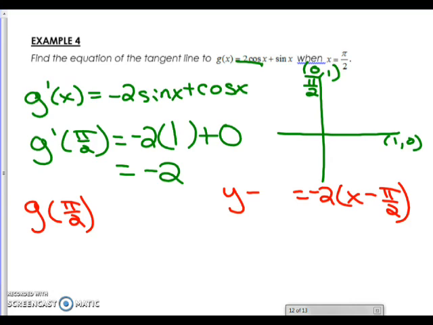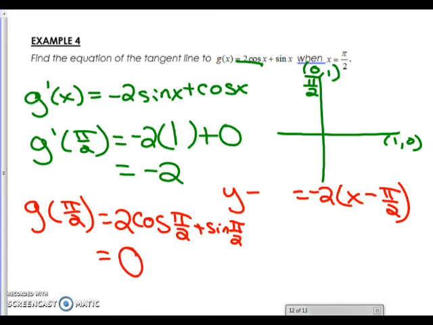So we do this. It'll be 2 times cosine of pi over 2 this time, because I'm plugging into the original, plus sine pi over 2. So cosine of pi over 2 is 0, so that means this will be a 0 there, plus the sine of pi over 2 is 1. So I'm going to get a 1. And then I can take that 1 and plug it into the point slope formula over there. There's your safe stop if it is a short answer.